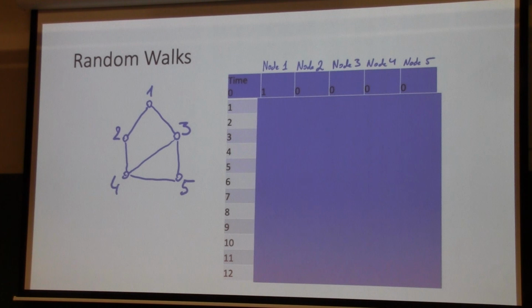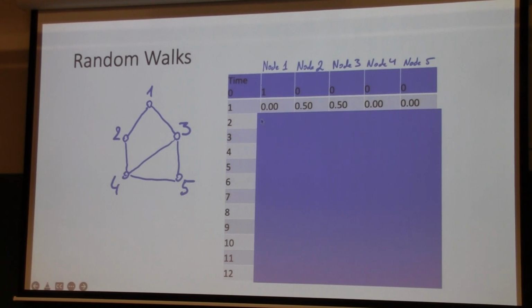So here I make a table. At the beginning, at time 0, I have probability 1 of being at node 1 and 0 for being everywhere else. And then I do 1 step, 2 steps, 3 steps. And each step I will walk randomly according to the links. Okay? So after 1 step, see how it works. I will be either at node 2 or 3 with probability 50%. Okay? And then I keep going.